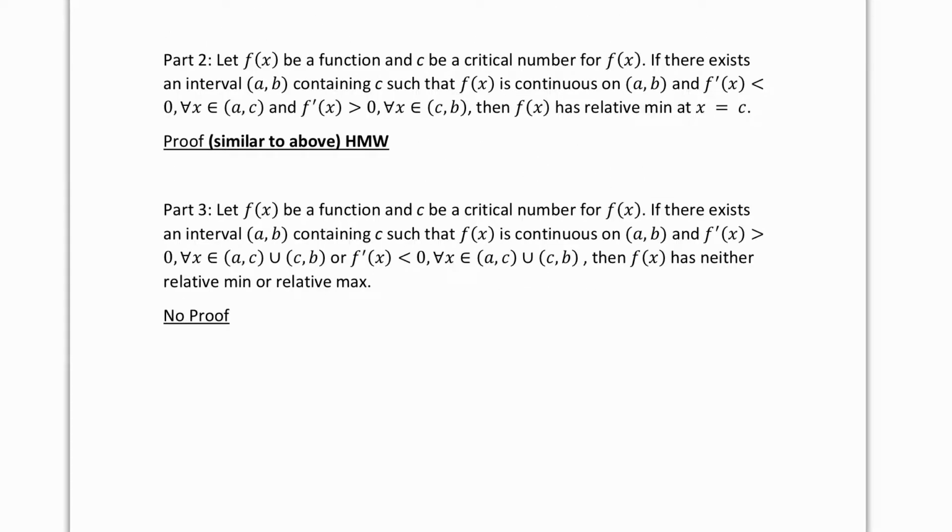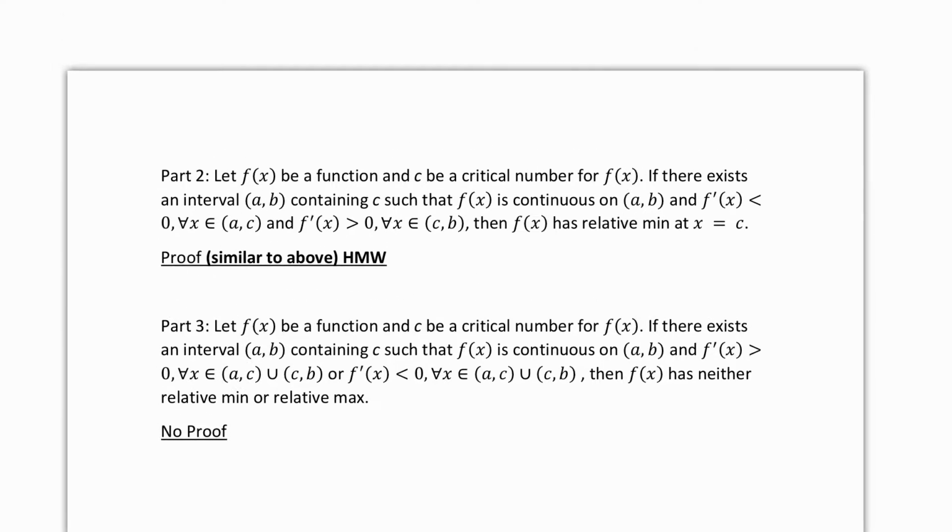Now for part 2, you can do this proof for homework. It's very similar to the first one. Let f of x be a function and c be a critical number. If there exists an interval a b containing c such that f of x is continuous on a b, f prime of x is less than 0 for all x in the interval a to c, and f prime of x is greater than 0 for all x in the interval c to b, then f of x has a relative minimum at x equals c.